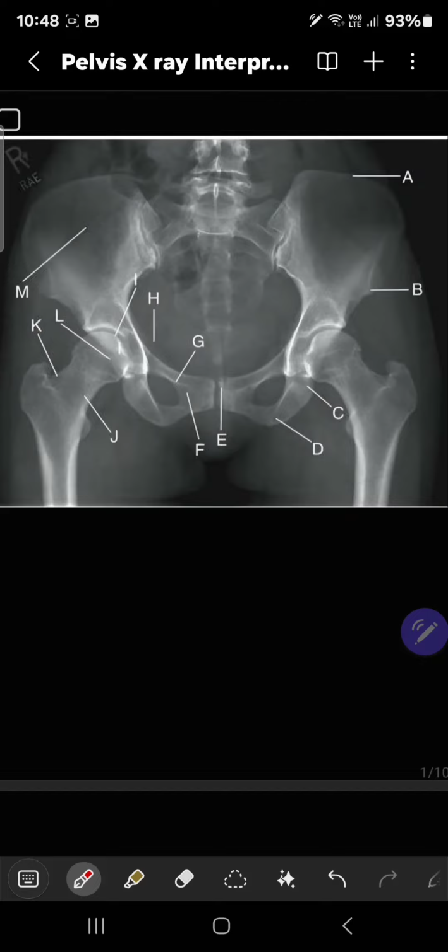The number one point is that you have to look for any fracture line in the pelvic ring. I'll just mark it with colors. Number one is seeing the inner pelvic ring.